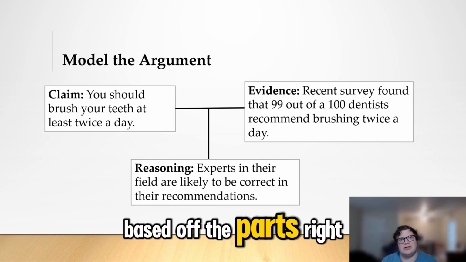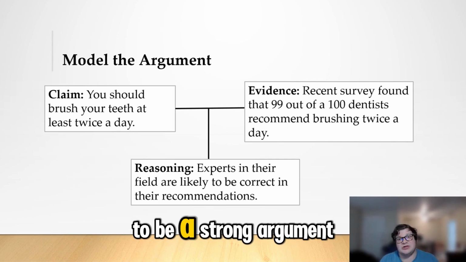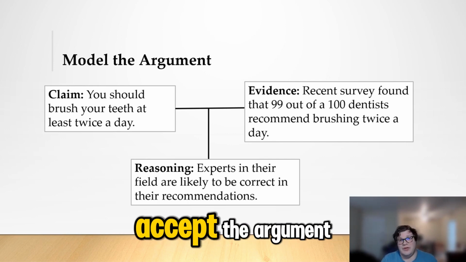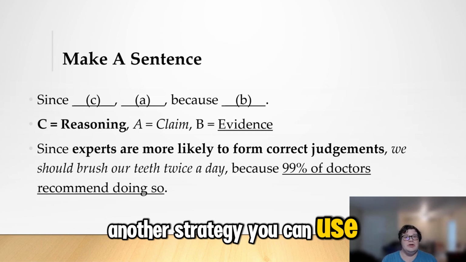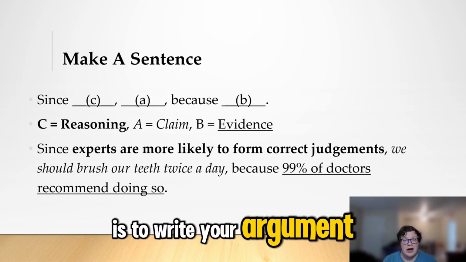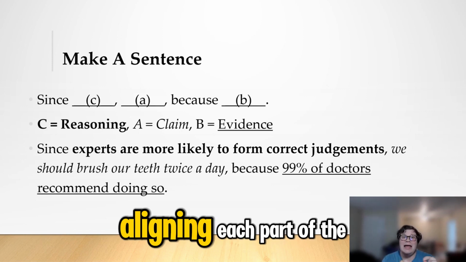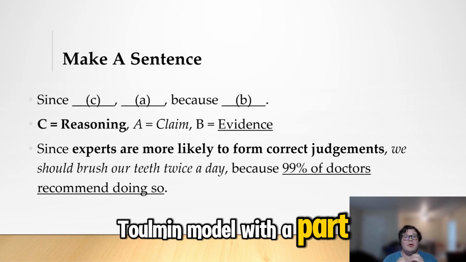And so here, you clearly have modeled the argument, you see the parts, and you can decide, based off the parts, do you believe it's going to be a strong argument, or are you willing to accept the argument? Another strategy you can use is to write your argument in a sentence form, aligning each part of the Toulmin model with a part of the sentence.